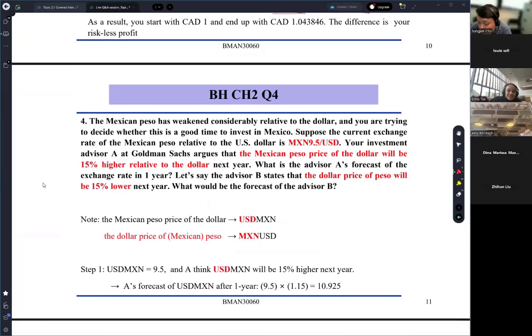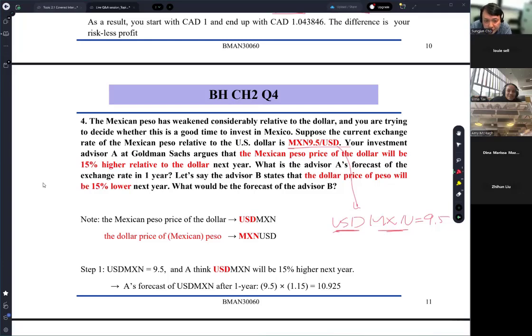Let's talk about question 4. The Mexican peso has weakened considerably relative to dollar, and you are trying to decide whether there is a good time to invest in Mexico. Suppose the current exchange rate is this one, in more familiar expressions. For 1 US dollar, you have to pay this 9.5 Mexican peso.